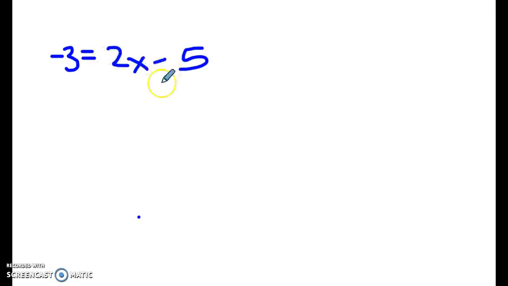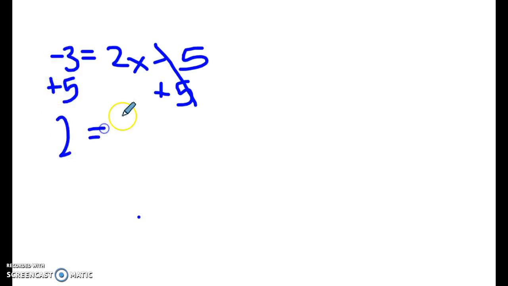I want to get the x by itself, so that means I have to undo subtracting 5. It's like the reverse of order of operations. You see that you multiply first and then you subtract, but to get the x by itself, you have to undo the last thing you did. So you subtracted 5 first, adding 5 needs to be the first thing that you do. So 5 minus 5, 0. Now I have -3 plus 5, so like 3 minus 5 is 2, equals 2x.